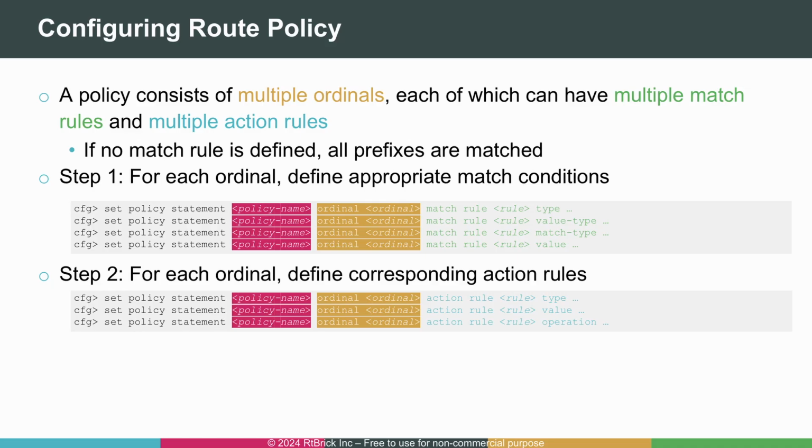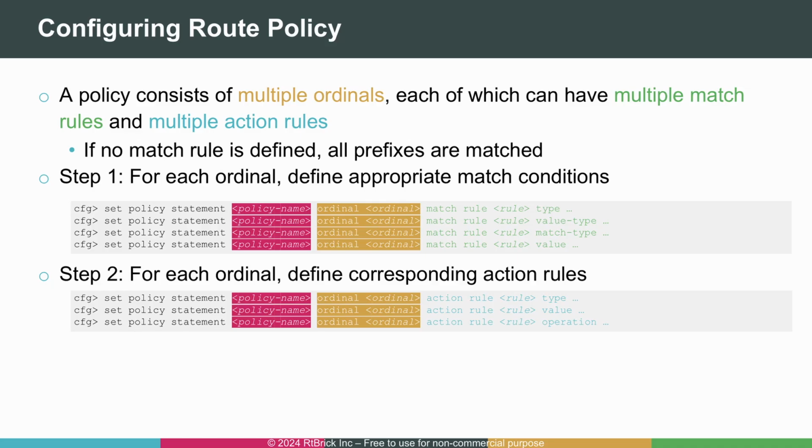We create a new policy using the set policy statement command, where we first define a policy name. Following the keyword ordinal is the ordinal number, an unsigned integer that defines the sequence in which the ordinals are executed. Note that RBFS does not support CLI features like insert before or insert after, nor does it provide a mechanism to renumber the ordinals. Therefore, it's a good idea to leave gaps between ordinal numbers to allow for future additions.